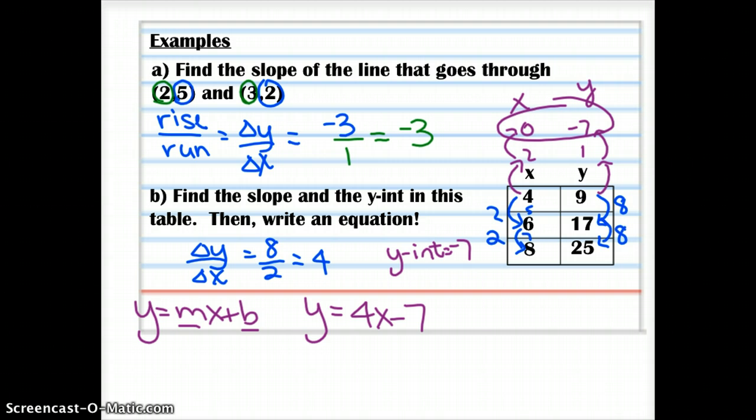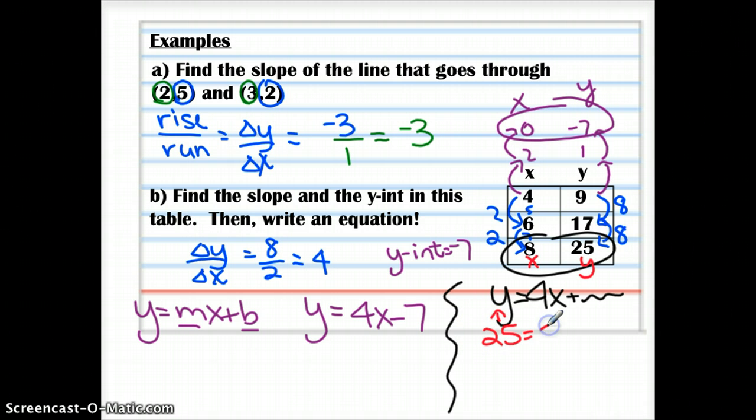Especially if I give you numbers like 30 and bigger on the table, and you really don't want to count back to 0. One strategy that I could do is, once I figure out that my slope is 4, I know that my equation is y equals 4x plus or minus something. So I can just pick any point I want. Let me pick the point 8, 25 just because I see it, it's right there. And so what you know, and you guys are pretty good at this, is 8 is x and 25 is y. So I would say 25, I'm plugging that in for y, equals 4 times 8, which I'm plugging in for x, plus or minus something.